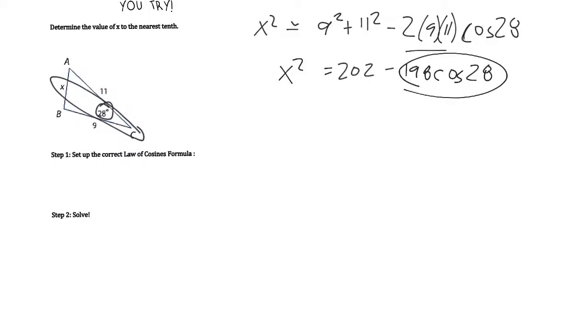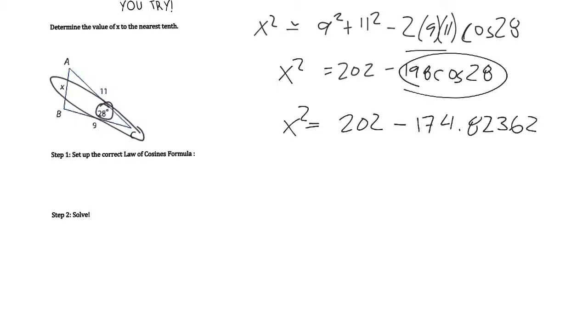Well, if I just type this in my calculator, I'll get a number. 202 minus 198 times cos 28. It's 174.82362. Goes on for a while. I would go out very far. Don't round until the very end so you could have the most accurate answer possible.